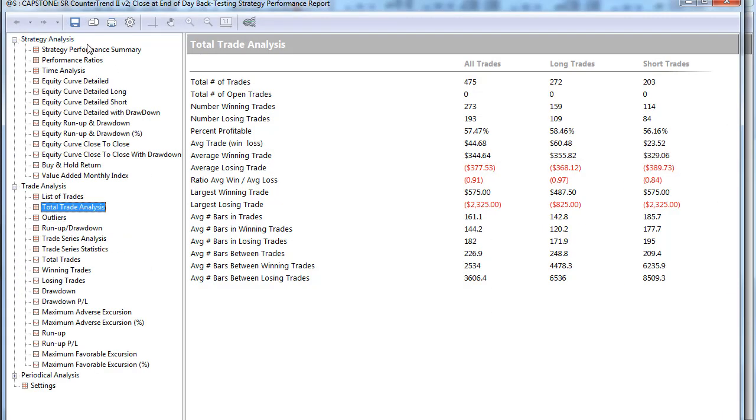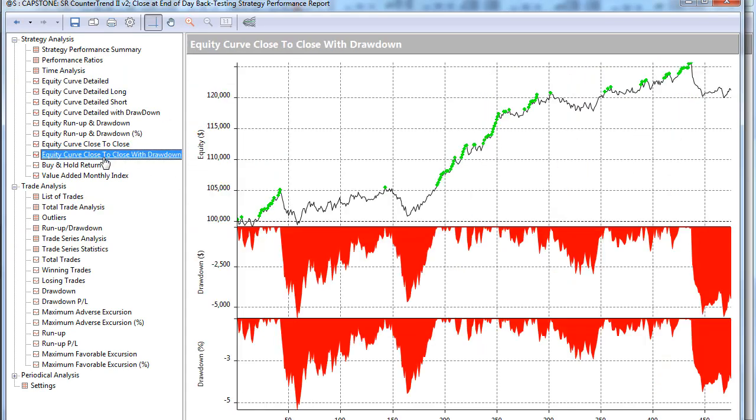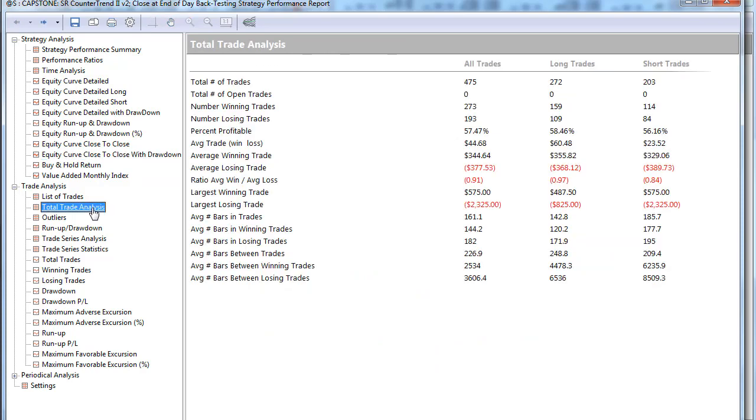Here's soybeans. A lot better on the long side. Here is the equity curve. We like to trade strategies that are in a drawdown and strategies that are in a run up. And so this meets one of the criteria that's of a strategy that's in a drawdown.